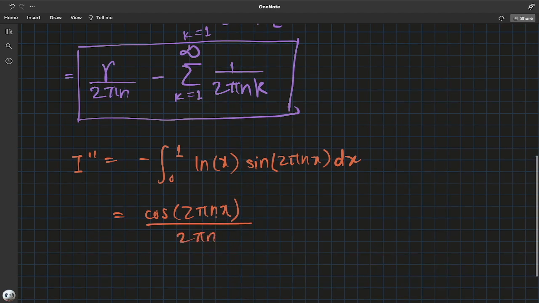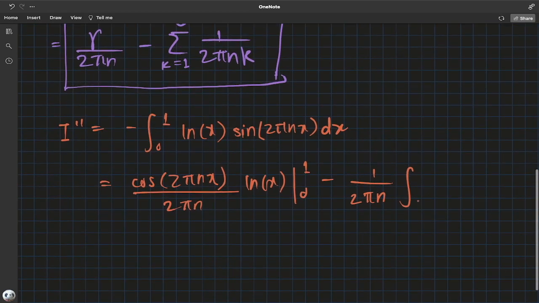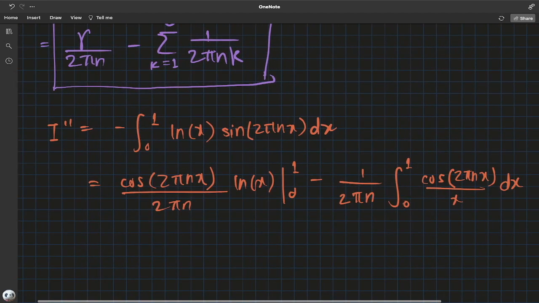Again, integrate this trigonometric term, and then minus 1 over 2 pi n integral from 0 to 1 of cosine of 2 pi n x over x dx. Well, but this diverges, doesn't it? For 0, if you remember the cosine integral function, it diverged at 0.